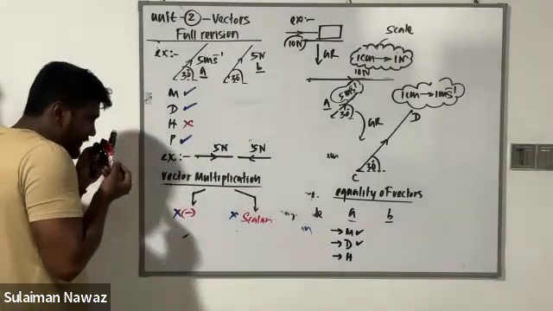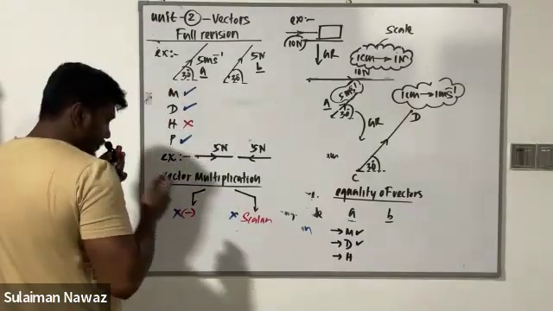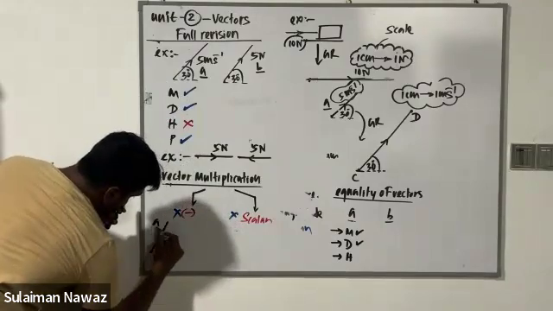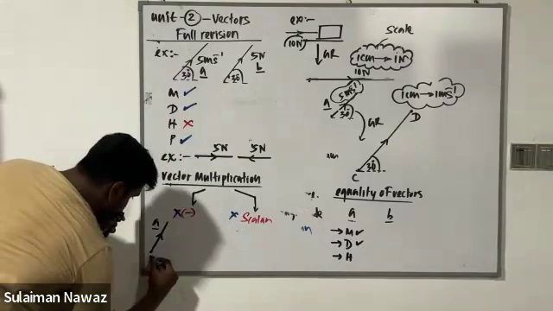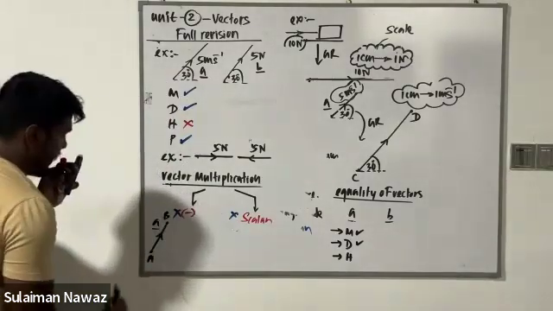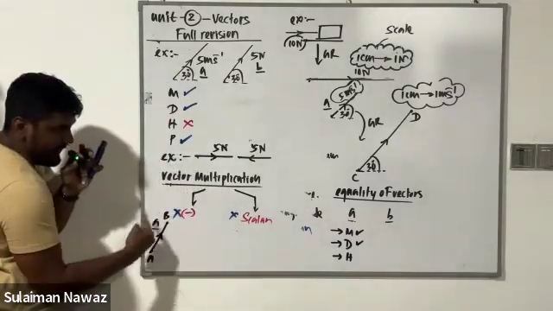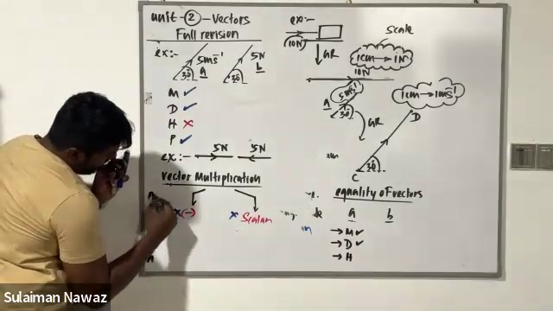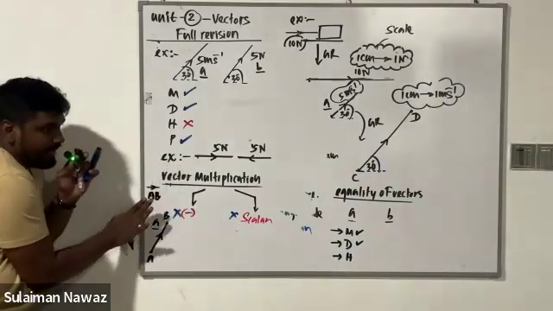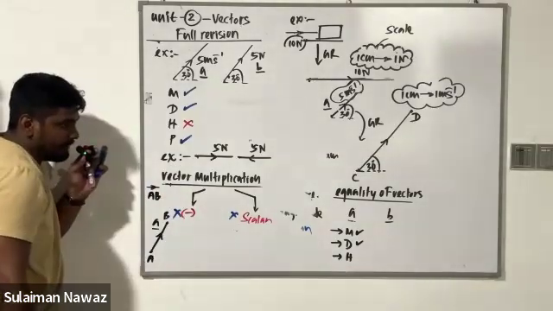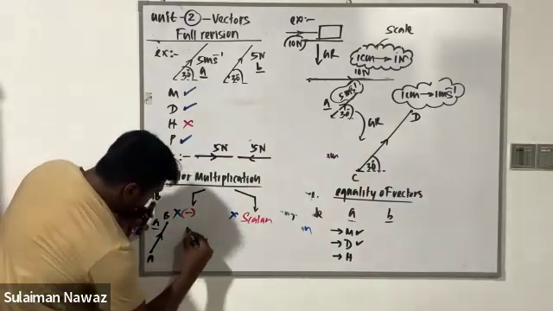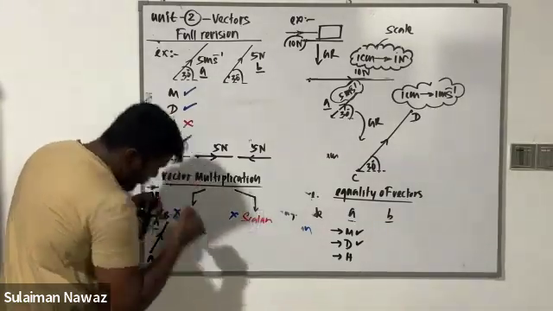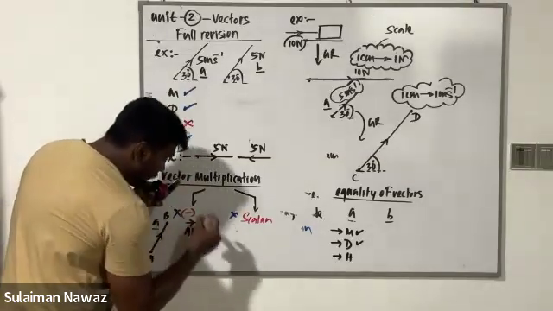Now, for example, let's take a vector. I will name this vector as vector A. Or I can say this point is point capital A and this point is point capital B, and I can call this vector AB. This vector is vector A, or vector capital AB. Now what will happen when you multiply vector AB by a negative sign?